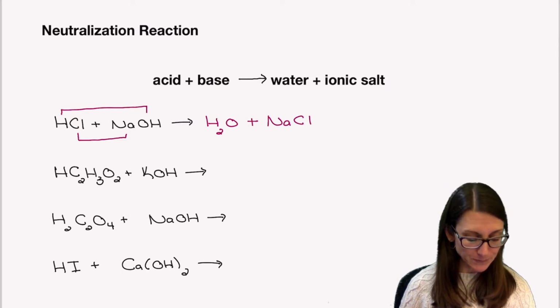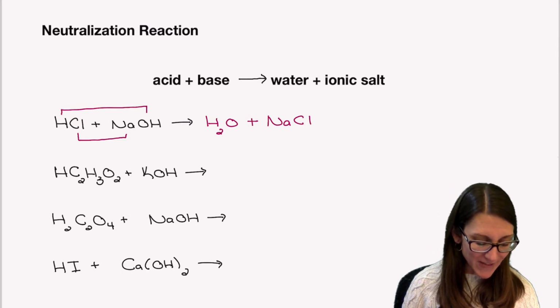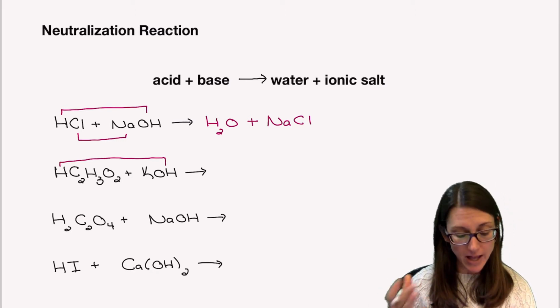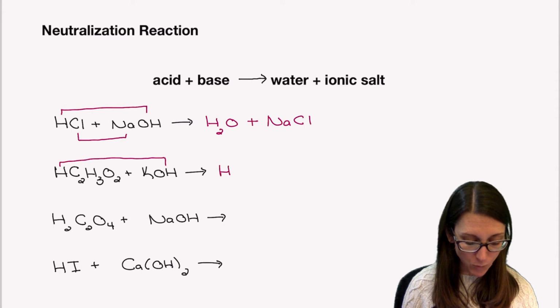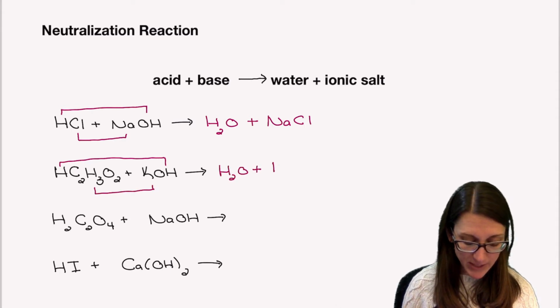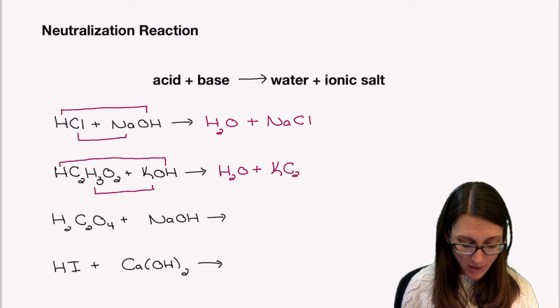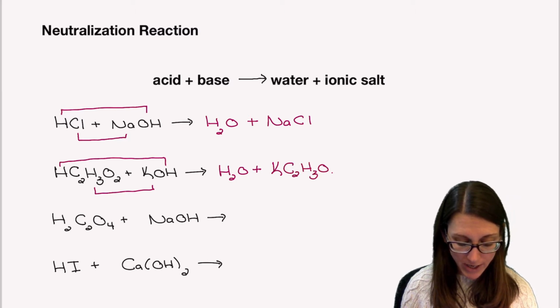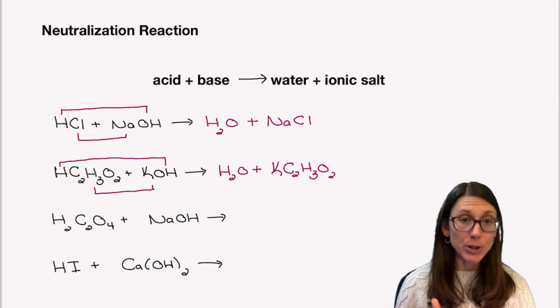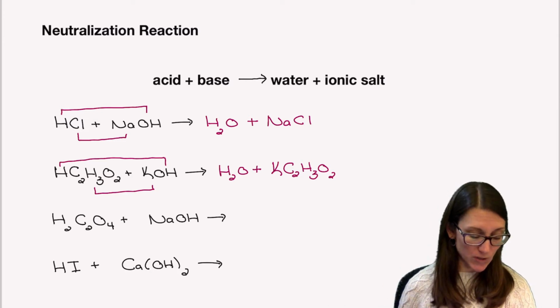Let's look at three more. For this next one, I have acetic acid and potassium hydroxide. The hydrogen in the acetic acid will react with the hydroxide in the potassium hydroxide to form water. And then the remaining pieces are the acetate and the potassium ion, both of which are -1 and +1 respectively, so those charges cancel. Down below here, I've got oxalic acid, H2C2O4.